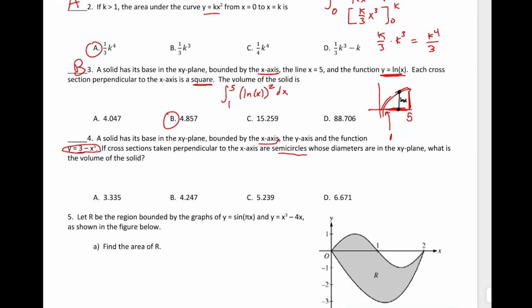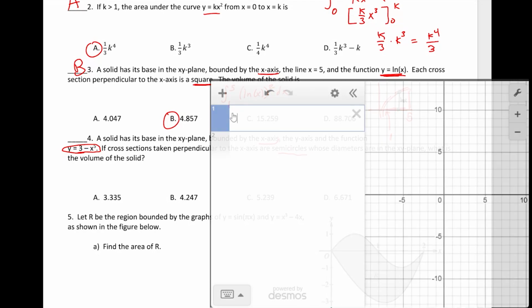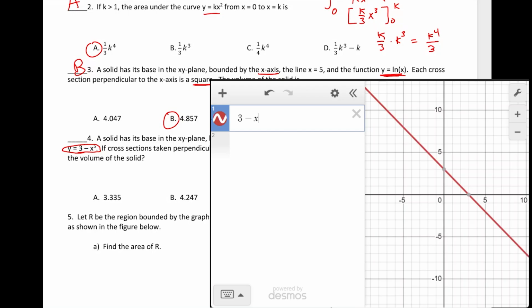Okay. Now let's take a look and see what that graph looks like, because I think it'd be helpful to know if that graph is above or below the x-axis. So if I do 3 minus x to the fifth, oops.